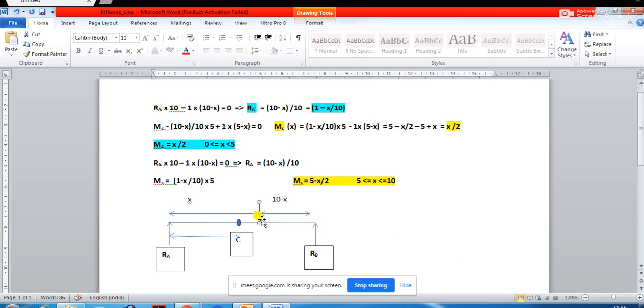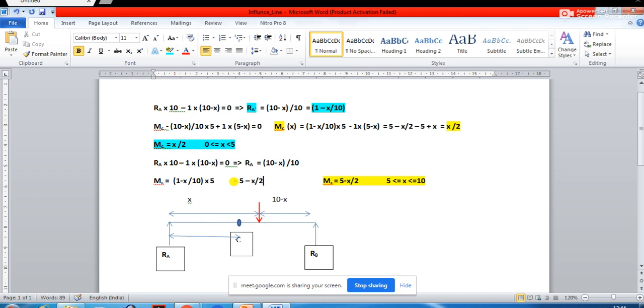Now I think the first question I got from someone was why there are two different equations. I think that should be clear now. It has crossed this point C, so the value of M_C is going to be only this one, because this load has already crossed this point C. So there is no influence of this load on the moment at C. If you simplify this, you are going to get 5 minus x upon 2, which I have written over here.